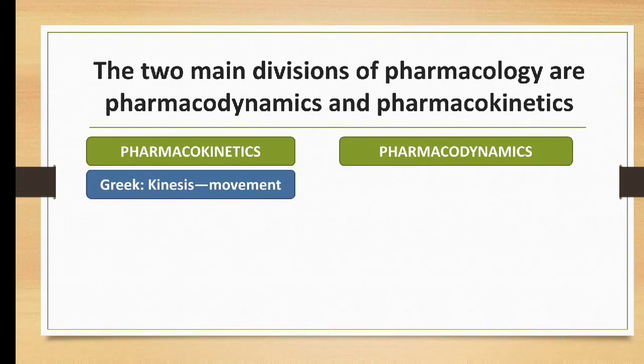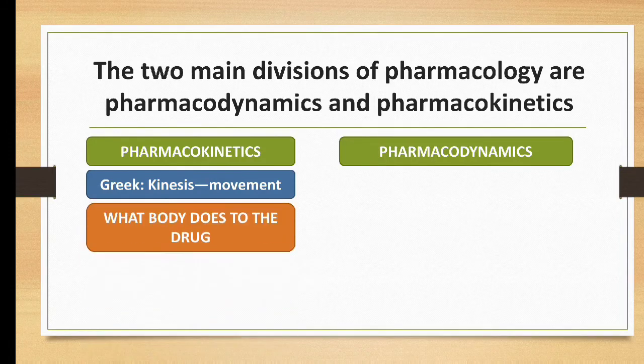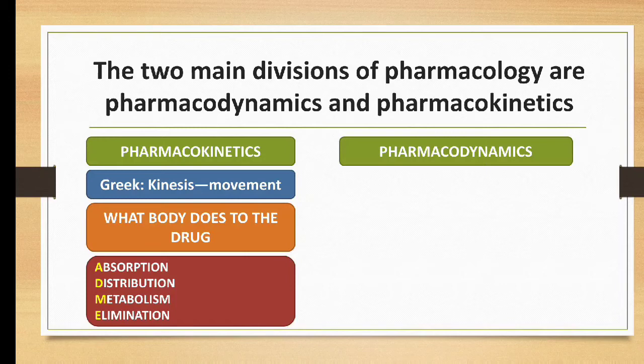Pharmacokinetics is derived from a Greek word where kinesis means movement, and pharmacokinetics mainly deals with what the body does to the drug. This refers to movement of the drug in and alteration of the drug by the body, and it basically includes absorption, distribution, metabolism and elimination.